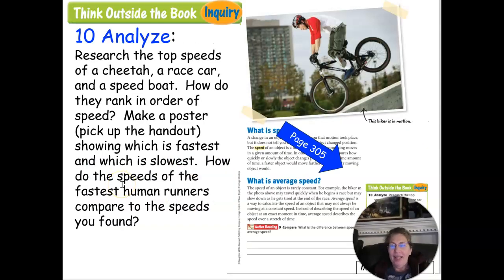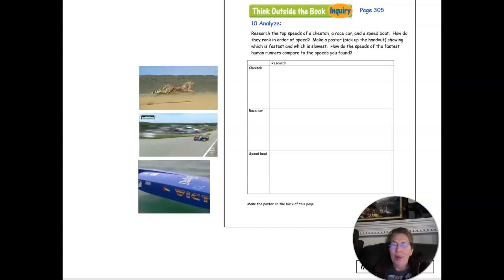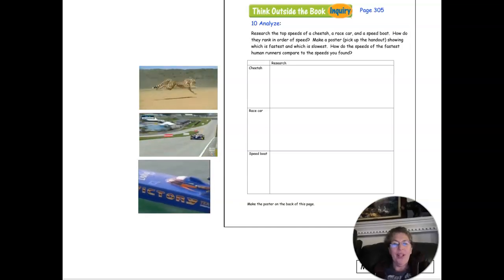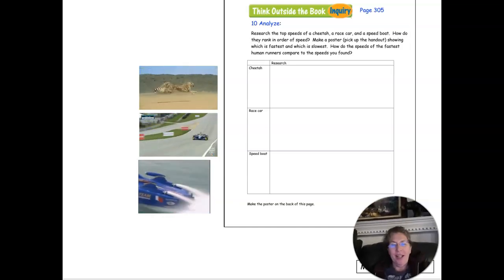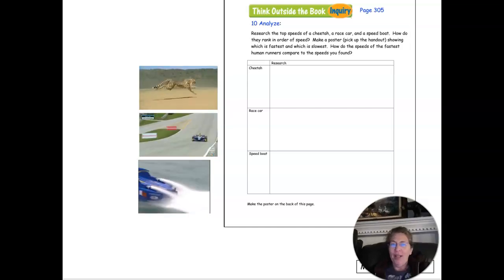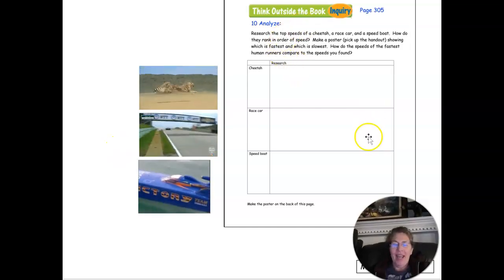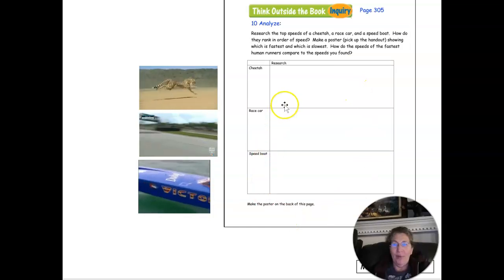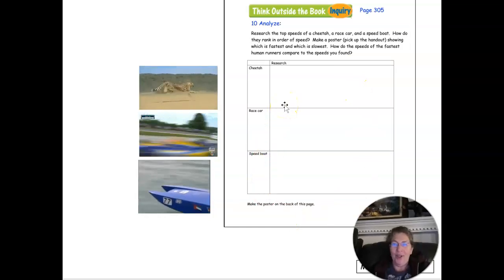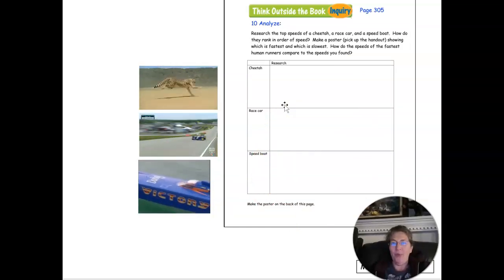Number 10 is a think outside of the box question. And I think that it is a should do or maybe an aspire to for you. And so it wants you to research the top speeds of a cheetah, a race car, and a race boat. So you have a handout for you to do this on if you're going to turn this in as your should do or aspire to.